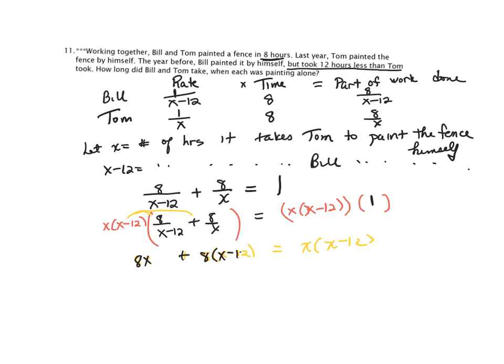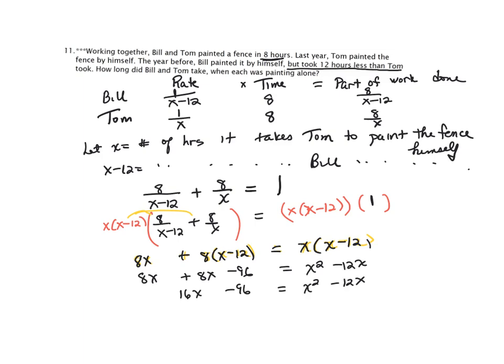Now we distribute and solve the resulting quadratic equation. So let's do that quickly. We get 8x plus 8x minus 96 equals x squared minus 12x. We have 16x minus 96 equals x squared minus 12x. So we subtract the 16x on each side, we get minus 28x, and we add 96 on each side, and we get this quadratic equation.